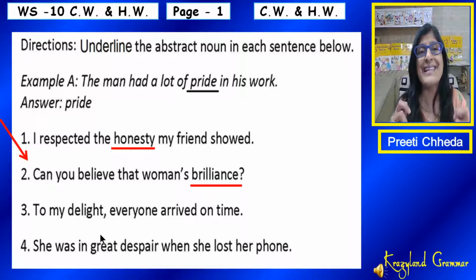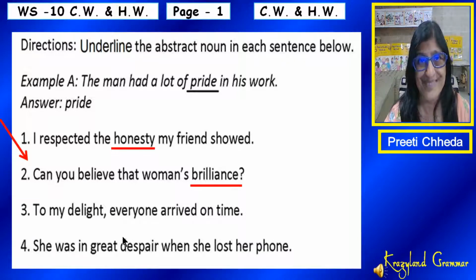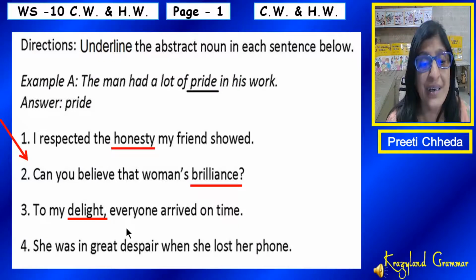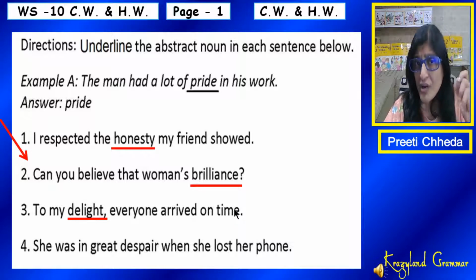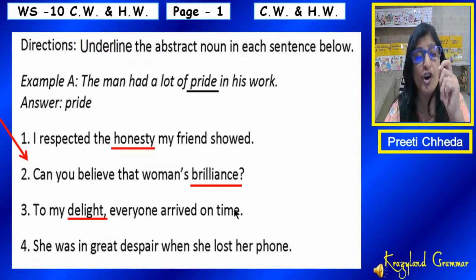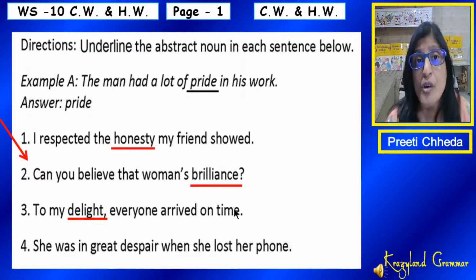So, to my delight. To, no. My, no. Delight, yes. What do you mean by delight? Delight means joy or pleasure. So delight is an abstract noun. Everyone, no. Arrived, no. On, no. Time, no. So delight is your abstract noun. So clear? Okay. Oh, sorry.